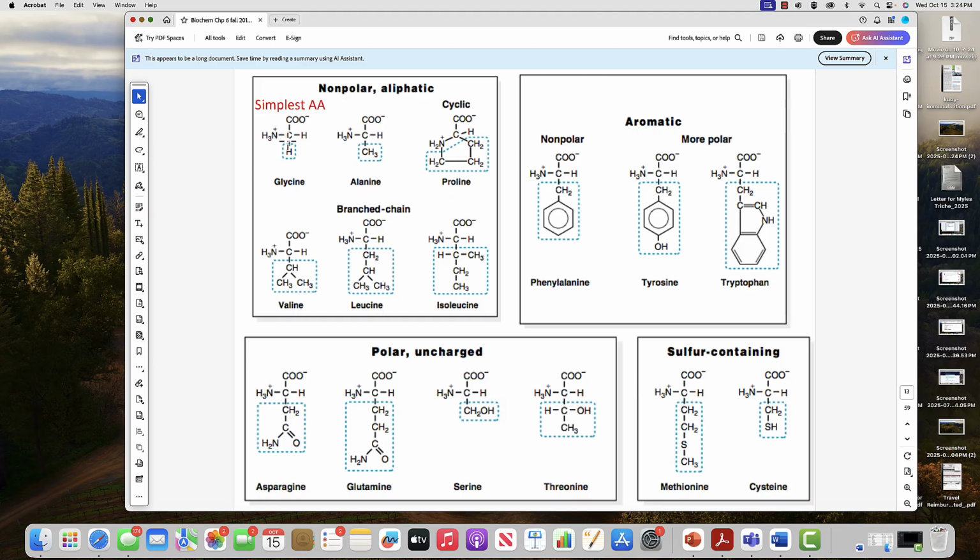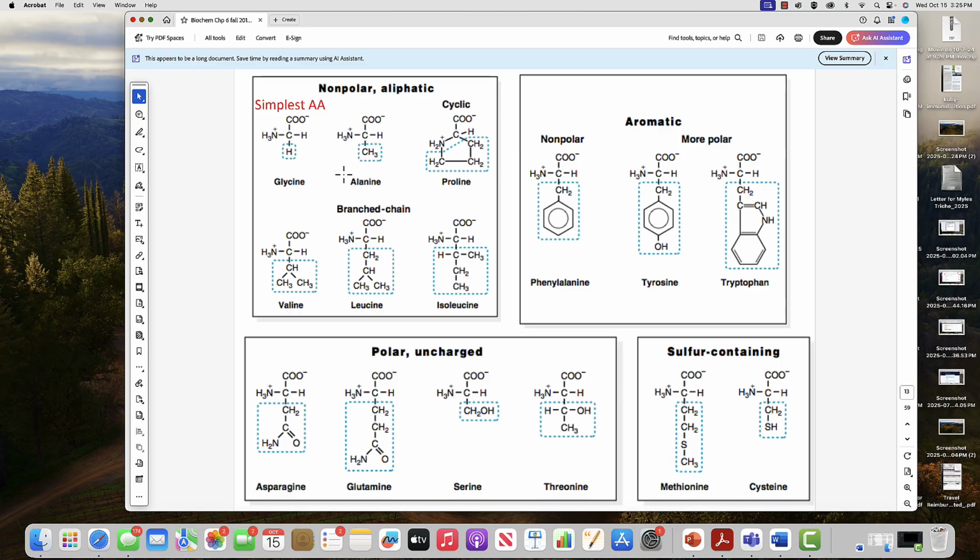It has the same backbone, the carboxyl group, the amine group, and the essential or alpha carbon with the hydrogen, but off of that alpha carbon is another hydrogen. That is the simplest amino acid. Everyone should know that one. But the next level from glycine is alanine. It's the same structure. The only difference is instead of just having the hydrogen, there's another carbon, or a methyl group, that has been added off of that alpha carbon.